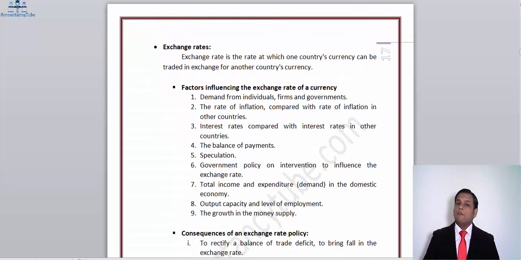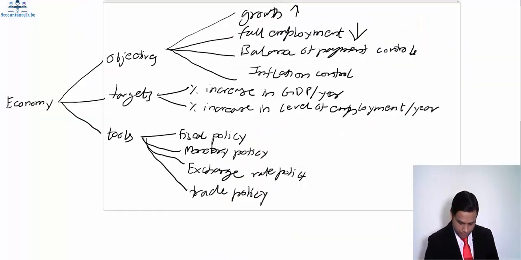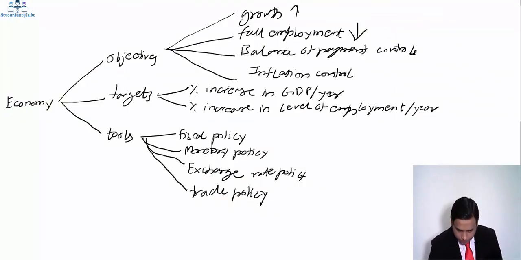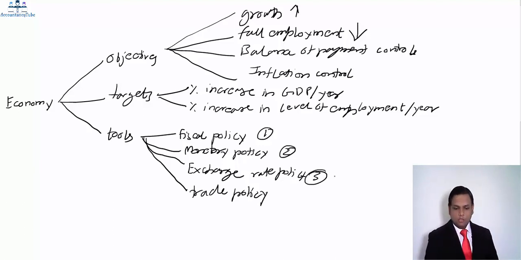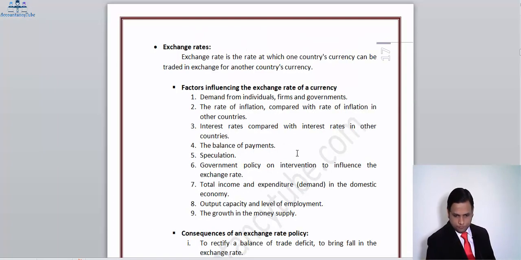The third tool which the government has is the exchange rate. I can show you again on the chart. We have covered the fiscal policy, we have covered the monetary policy, and now we are talking about the third tool which the government has to influence the economy. Now, the exchange rate is the rate at which one currency can be traded in exchange for another.